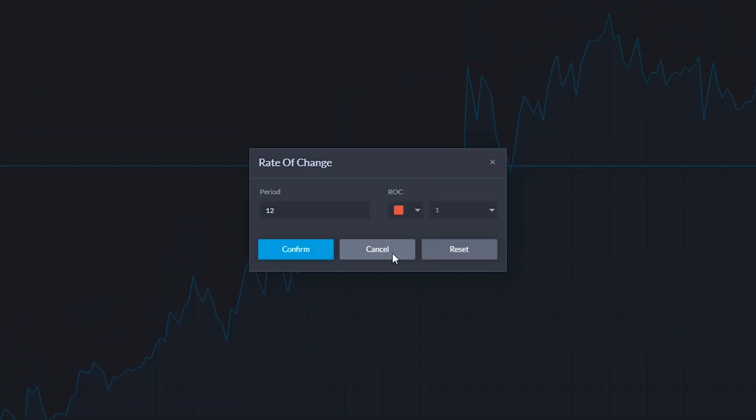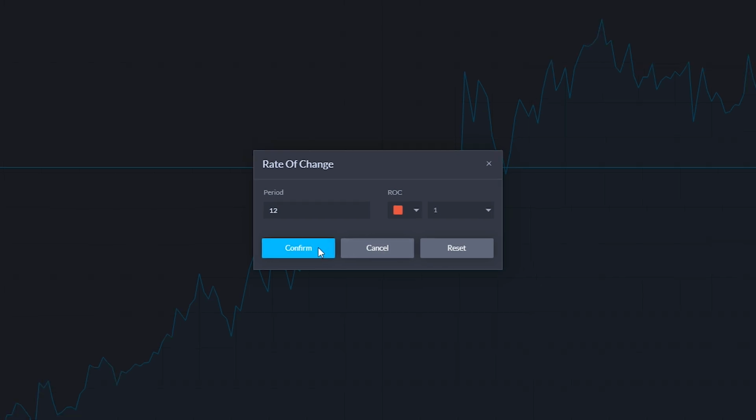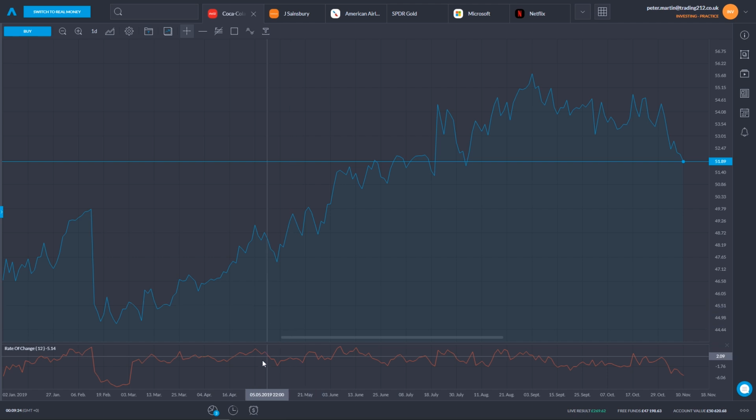So we get a choice of how many periods to look back over. We're going to leave that at this default value of 12. We can choose a color that we want for the oscillator's line color, and we can choose a thickness. Let's just leave these values at default because this is just to demonstrate what it looks like. I'll click confirm, and there the oscillator appears at the bottom of the screen.